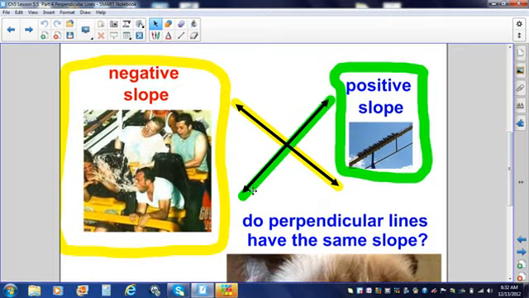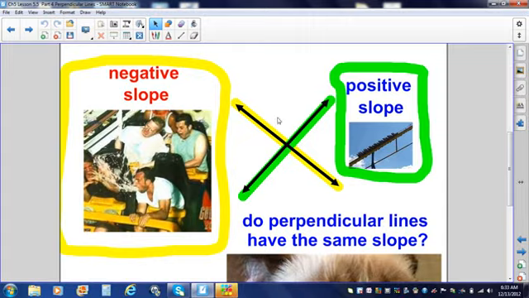Remember that perpendicular lines are going to intersect, more specifically, they're going to intersect at a 90-degree or right angle. So perpendicular lines can look like the letter X, like we have on the screen, or they could look like the letter L, or they could look like the letter T, or an upside down T. So the question is, do perpendicular lines have the same slope?